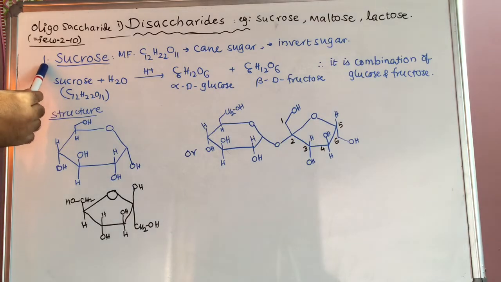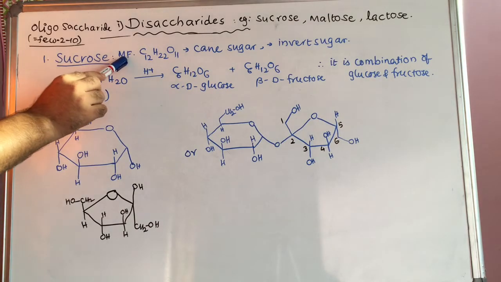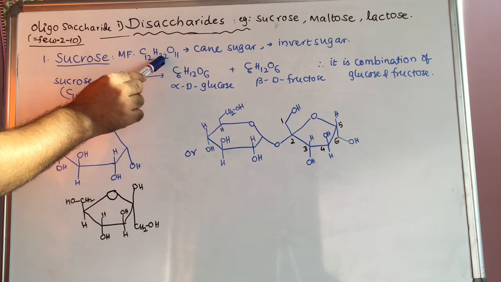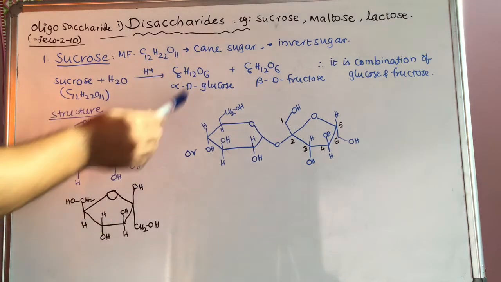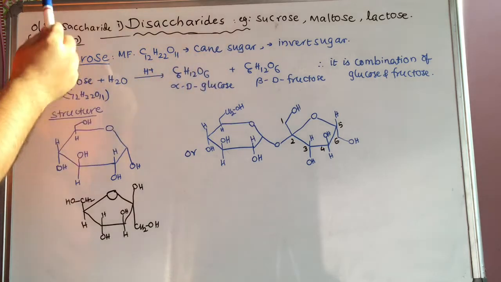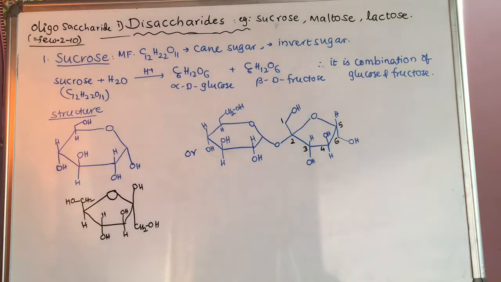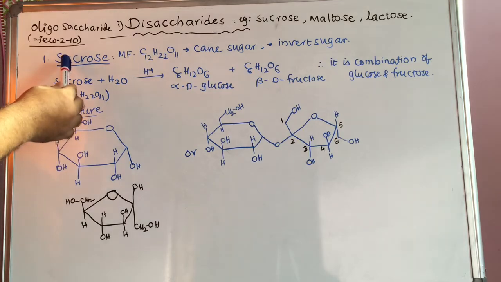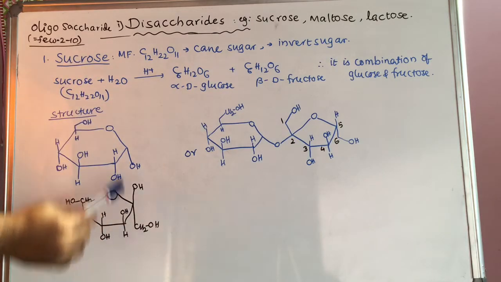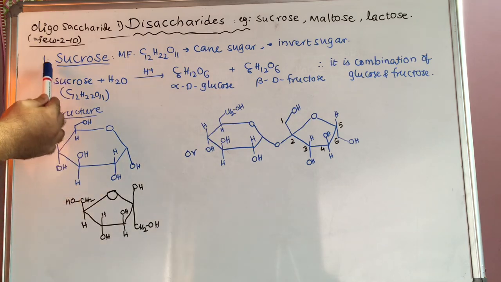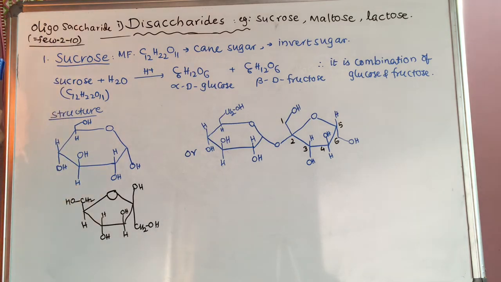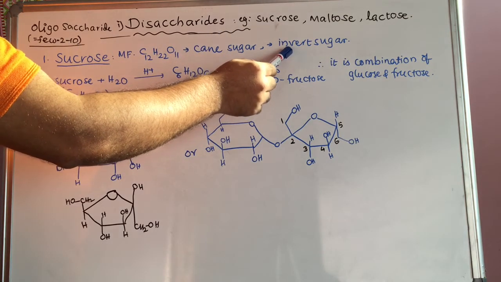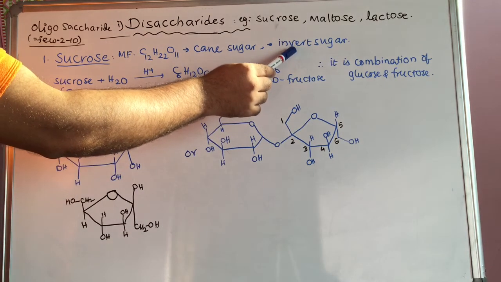First, sucrose. Its molecular formula is C12H22O11. It is also known as cane sugar. In the whole world, nearly 100 billion tons of sucrose is prepared per year. Many countries depend on sucrose. One example is Cuba, whose economy depends totally on cane sugar. It is also known as invert sugar. Why it is called invert sugar, we will discuss later.